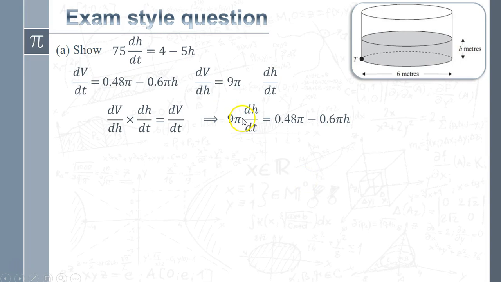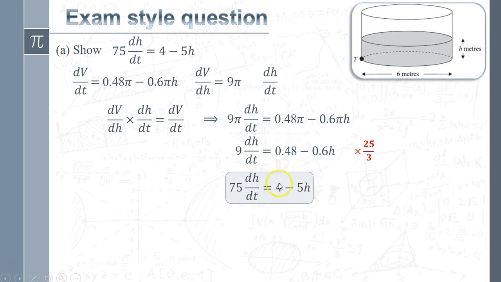Now what we've got to do is take this and turn it into the expression that's being asked for, which is this bit up here. It hasn't got any decimals in it, and π isn't there. We've got π appearing in all three bits, so the first thing we can do is get rid of those. Then this 9 has got to become 75, so what do I have to do to turn that into 75? Times it by 25 over 3. If you times the whole equation by 25 over 3, lo and behold, the 0.48 becomes 4, the 0.6 becomes the 5, and there you go. That's the result we're working towards.